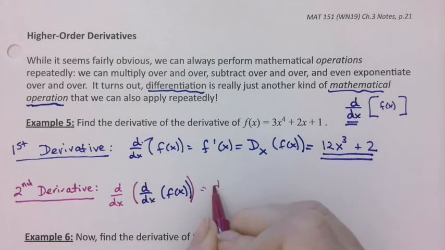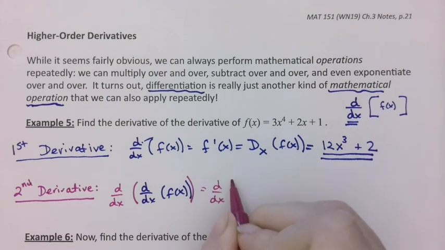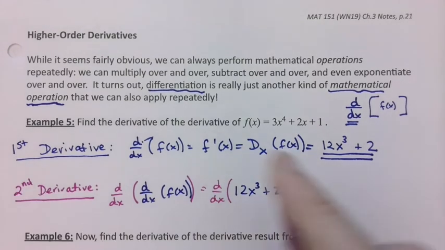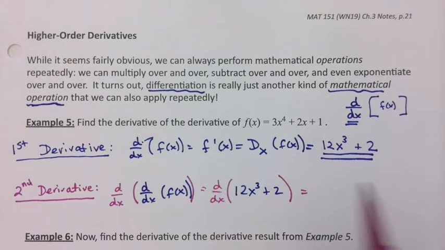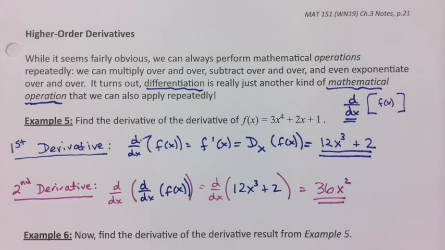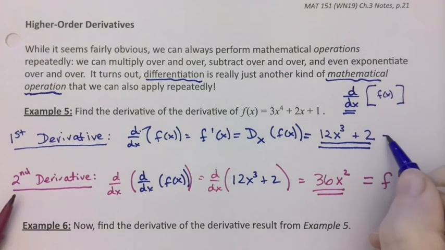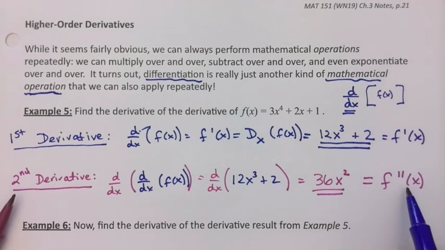So I want to take d over dx of the 12x cubed plus 2 that I already found, which is, let's think, 3 comes down, 3 times 12 is 36, so it's 36x squared, and the derivative of 2, because 2 is constant, is 0. So right there. This is also known as f double prime of x. Right? So 1 prime is the first derivative, 2 primes is the second derivative.